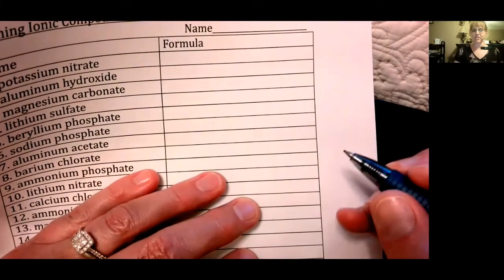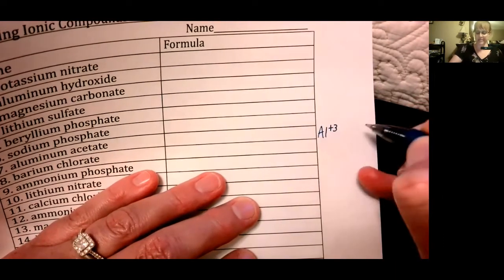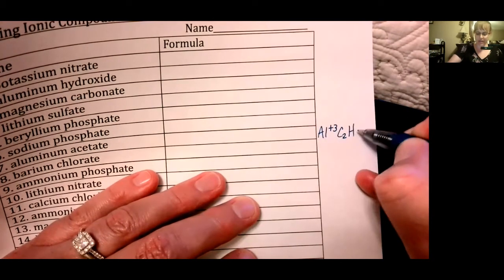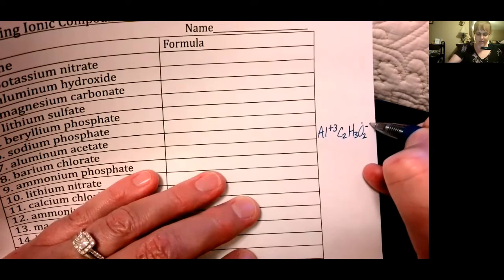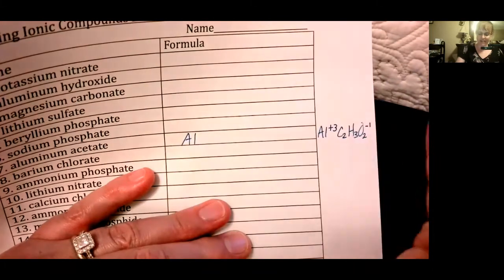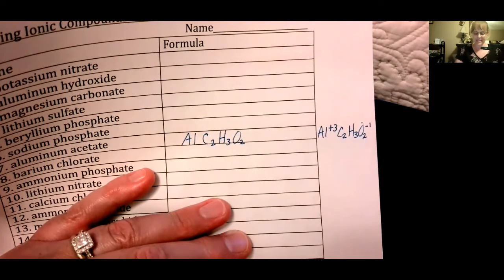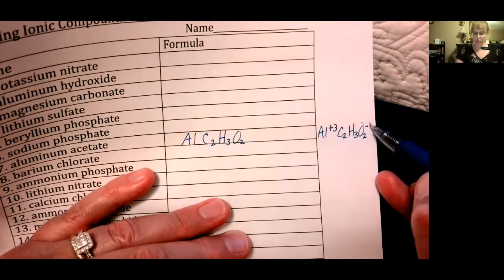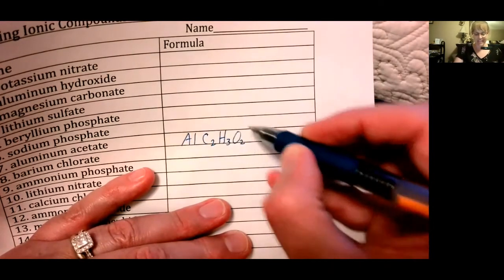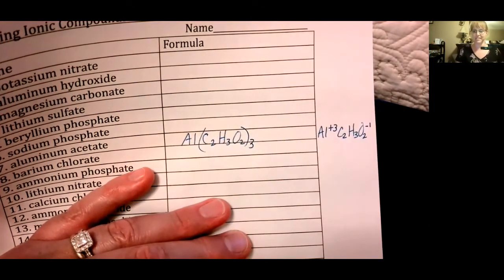Let's skip down a little bit to aluminum acetate. Aluminum is on the periodic table with a positive 3. Acetate is on your polyatomic ions list, C2H3O2 negative 1. Now copy your ions, Al and C2H3O2, and then crisscross your charges. The 1 goes after aluminum. It's invisible, so don't write it. The 3 goes after the acetate. Since we have more than one of this polyatomic ion, we must put parentheses.